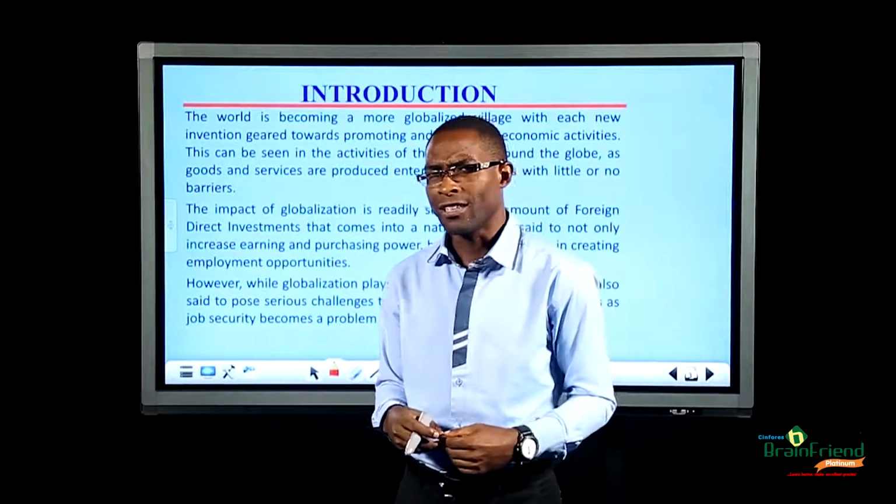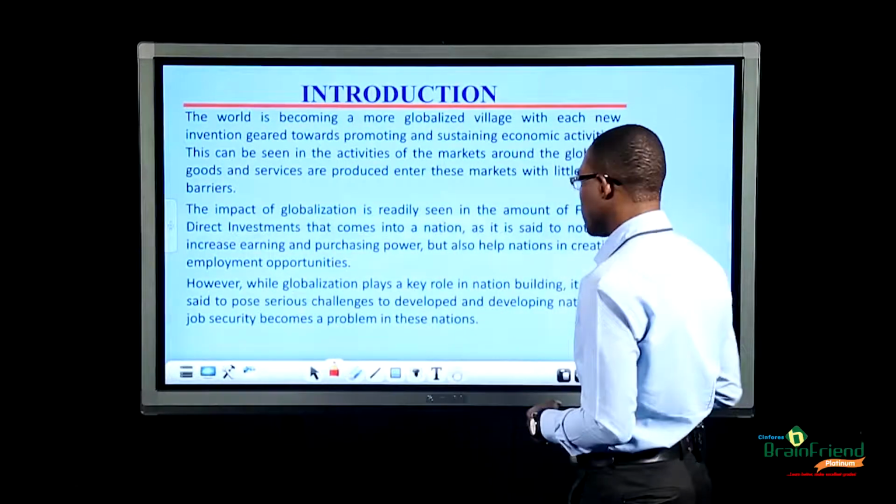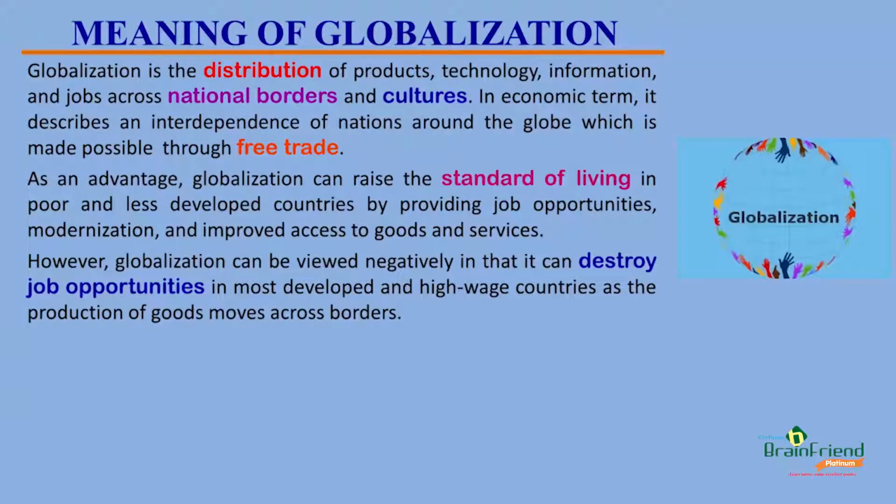So let's go on and see what globalization is. Globalization is the distribution of products, technology, information, and jobs across national borders and cultures. As an economic term, it describes an interdependence of nations around the globe, which is possible through free trade. That means the movement of technology, products, ideas, jobs moving across borders is possible because of free trade.